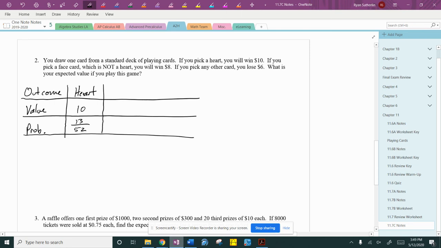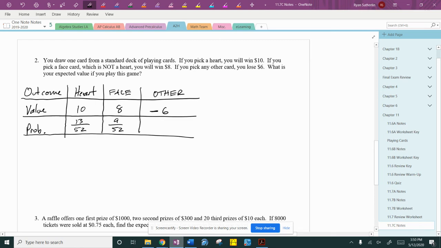The second way that you can win is you pick a face card which is not a heart, because if you pick a face card that's a heart, it goes in the first category. Face cards that are not hearts, there are 9 of those, 9 out of 52. And if you do that, you win $8. Any other card, you're going to lose $6.